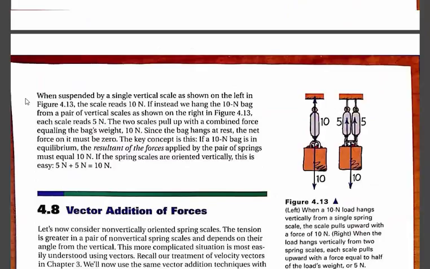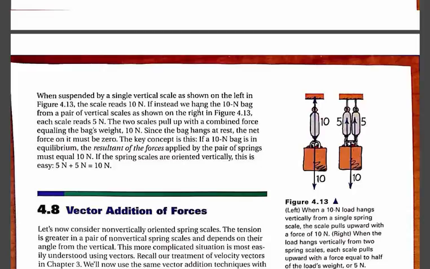When suspended by a single vertical scale, as shown on the left in figure 4.13, the scale reads 10 newtons. Let's pause and take a look at that. Here's the figure on the left side. Okay, so we have one spring scale right here. It's supporting a 10 newton weight, and the scale reading is 10 newtons.